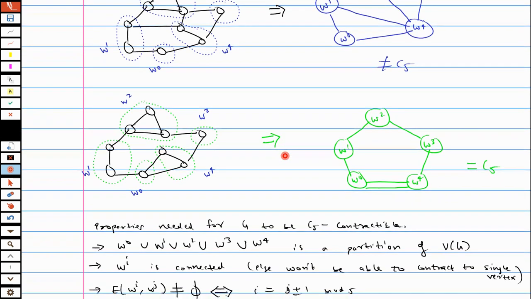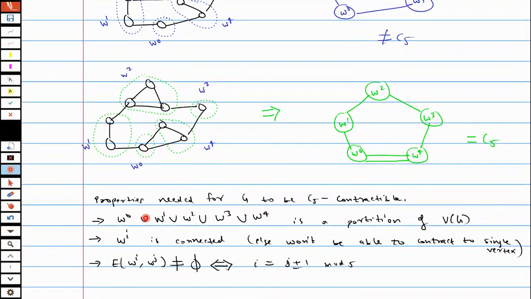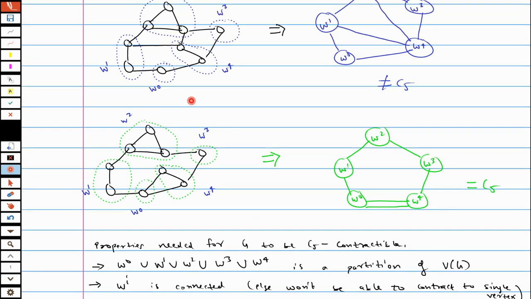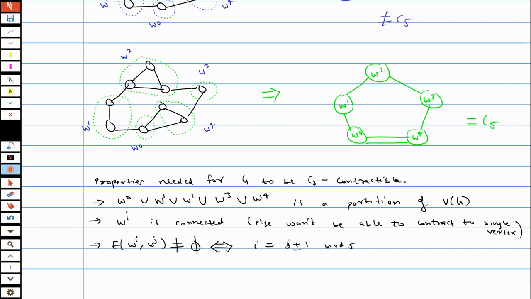The properties that we need for these sets are these. First of all, these five sets should be a partition of V of G. Then each of the individual sets should be connected, because if they are not connected, then we can't contract them into one vertex. The other thing we need is that this graph will have only edges between adjacent sets, and all such adjacent sets will have an edge. So it is an if and only if condition: if there is an edge, they should be adjacent, and if they are adjacent, there should be an edge. Okay. So this is our problem.